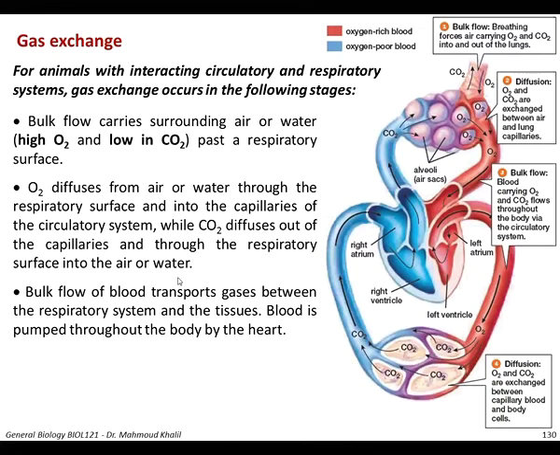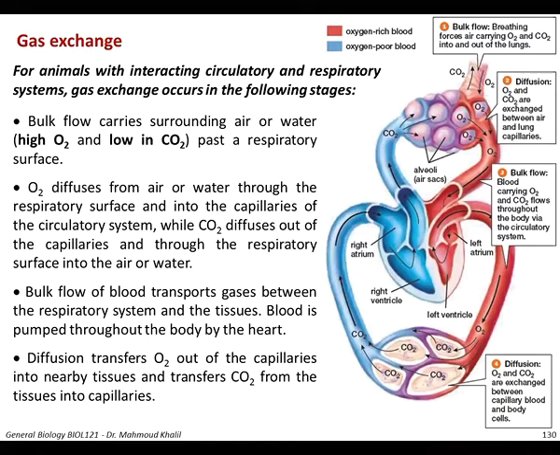This bulk flow of blood transports gases between the surface and the tissues, and blood is pumped through the body by the heart. The diffusion transfers oxygen out of the capillaries into nearby tissue and transfers carbon dioxide from tissues into the capillaries. And this is the fourth step.